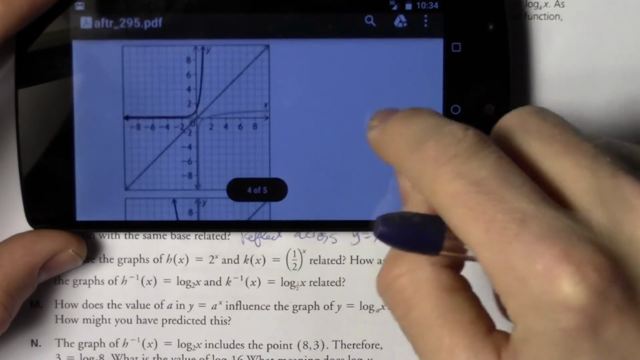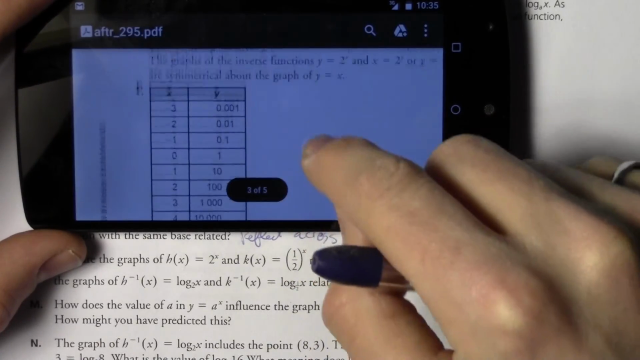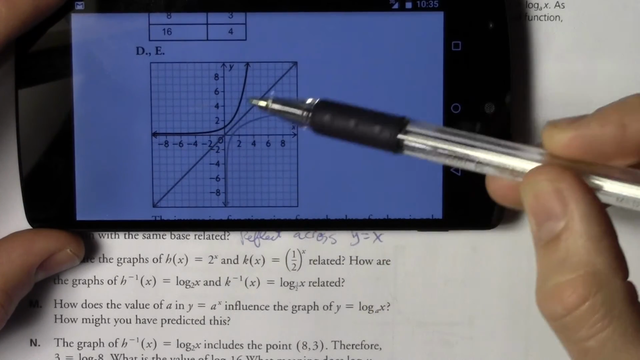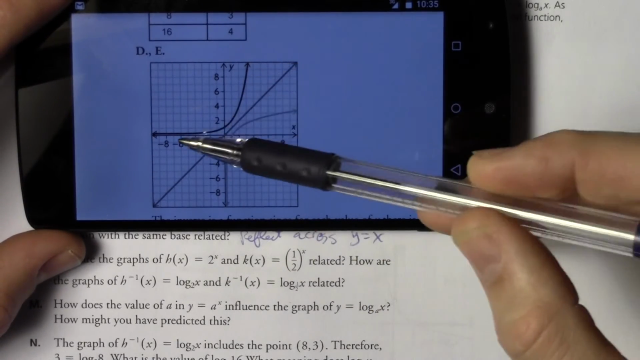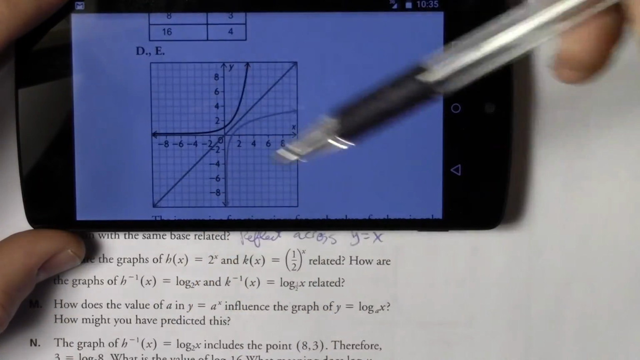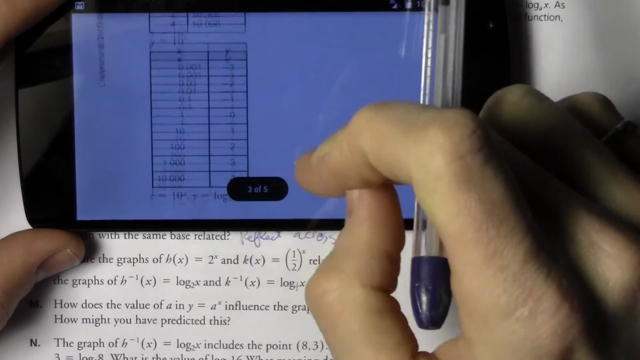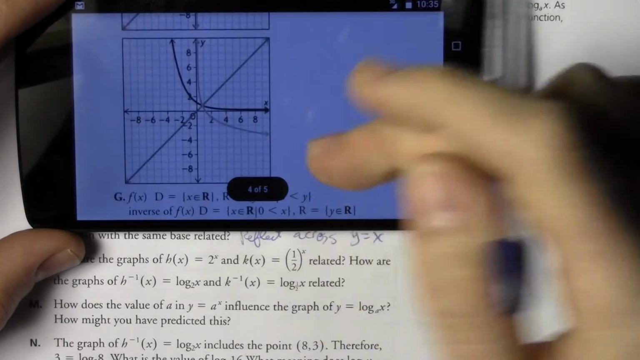If we look at this original graph in black, this is y equals 2 to the exponent of x. If we reflect that across the y-axis, so it looks like that, we should get the graph of y equals (1/2) to the exponent of x, which is there.